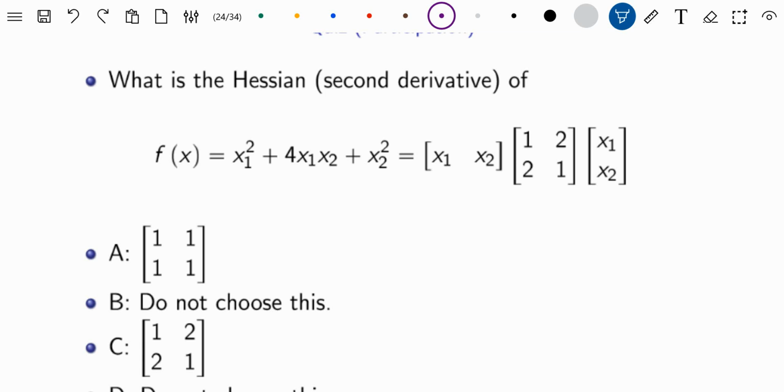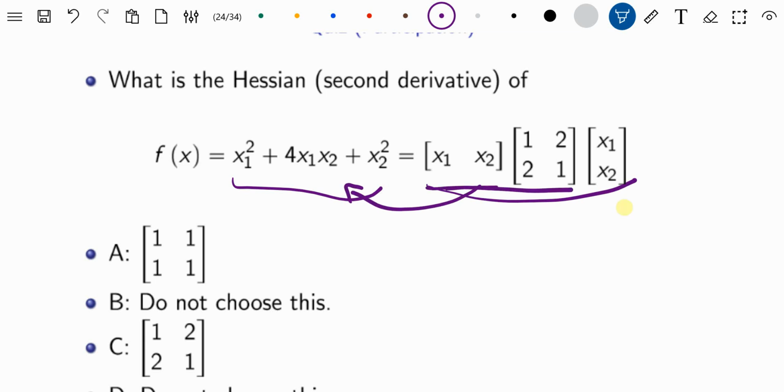So here the question is asking to compute the second derivative of this quadratic function. So first let's talk about why there is the quadratic form here. The way to get from this, go back to that, is just matrix multiplication.